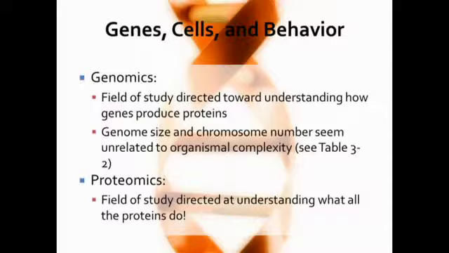Interestingly, genome size and chromosome numbers seem to be completely unrelated to organismal complexity. And this is a table in your textbook, table 3.2, which really shows basically worms compared to humans and how there's really no relationship between chromosomes and genome size, which is kind of curious.